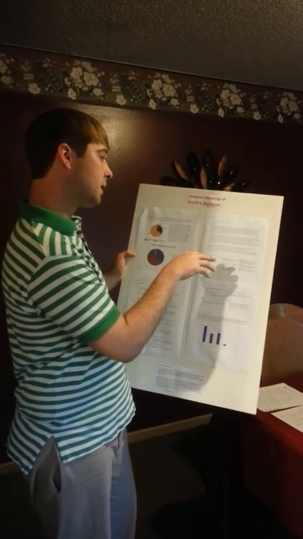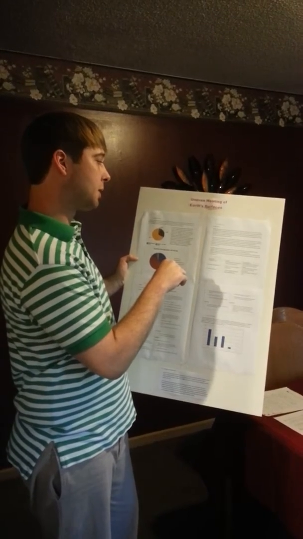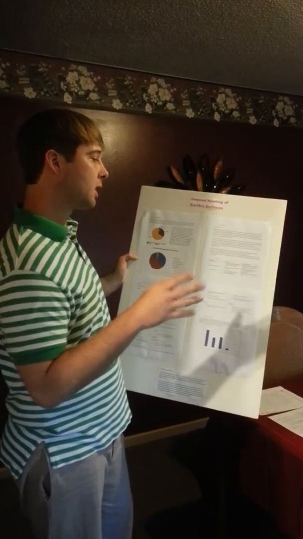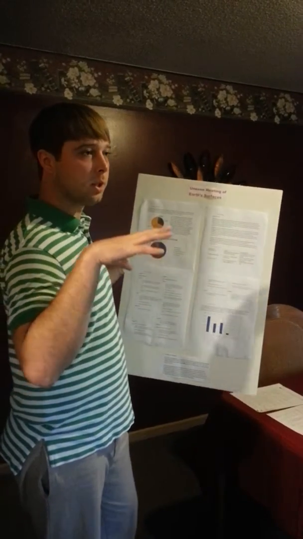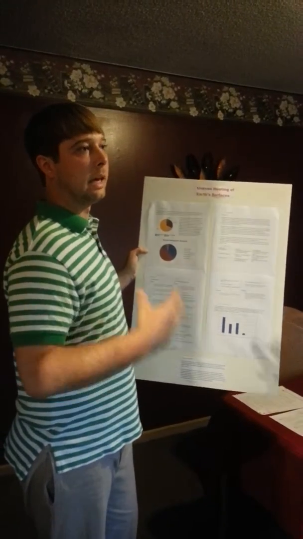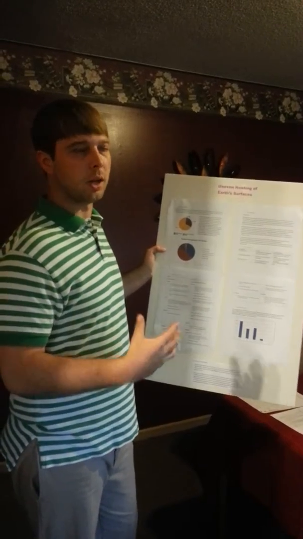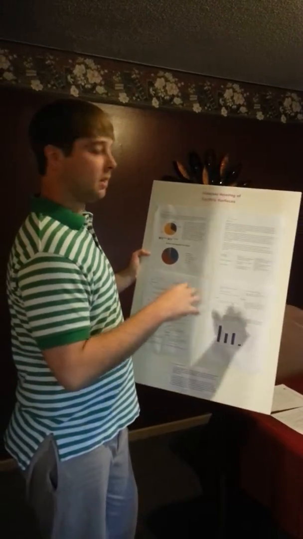For mastery of this, I said students who master the standard will be able to explain at least 80% of the events that can cause changes to the Earth's surface over time. So I wanted them to be able to name it and explain it in their own words for about 80% of the events.